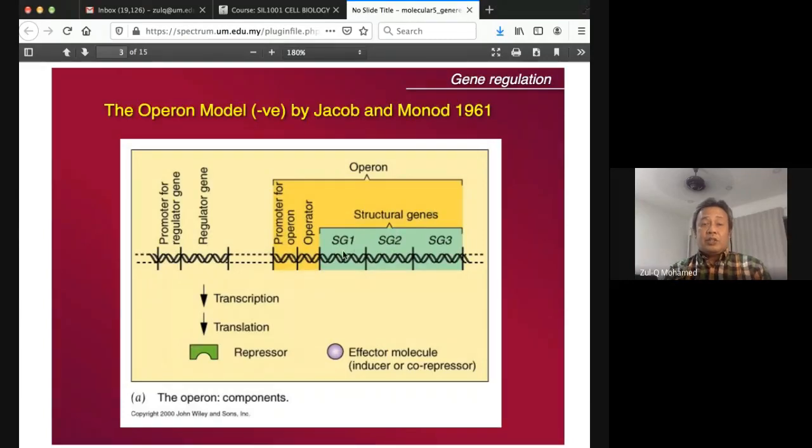SG is structural genes. Structural genes are just genes. It doesn't mean that they have to function in structure, it just means that these are genes that give you a protein product. So all of SG1, SG2, SG3 is controlled by one promoter and operator. And then it is also regulated by the regulator gene. So this is the operon, and then this whole group is the control system.